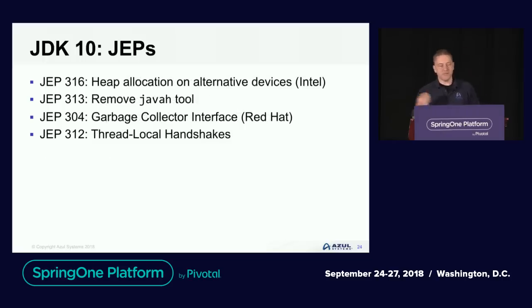A few other things, heap allocation on alternate devices. This is something from Intel so that you can use non-volatile RAM or DRAM for your heap space, and you can configure it how you want to do that. The javah tool, that's another cleanup thing that's being done, so that's gone away. There's a javac -h option now that does the same thing.